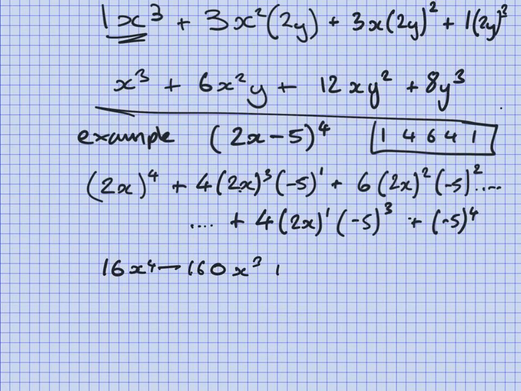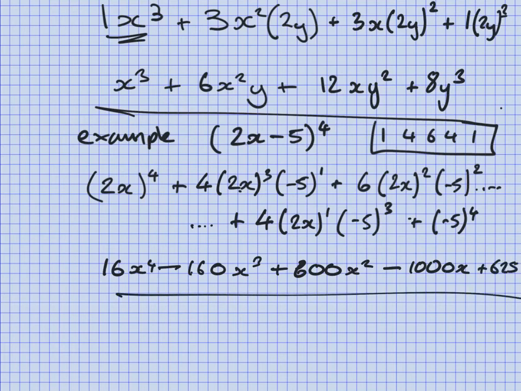24 times 25 is 600, and it's all positive, so we've got plus 600x squared. On to the next term again. So 4 times 2 is 8, minus 5 cubed is minus 125, minus 125 times the 8 gets me minus 1000. So I've got minus 1000x, and minus 5 to the power of 4 is 625. There's the expansion done fully.